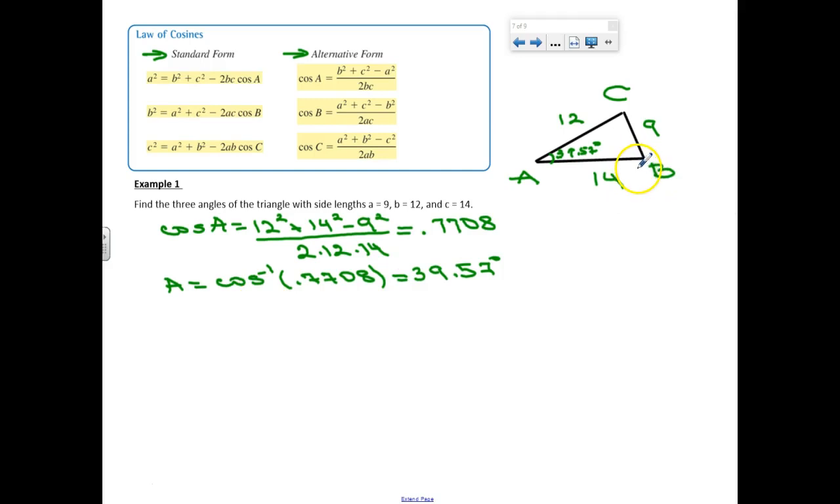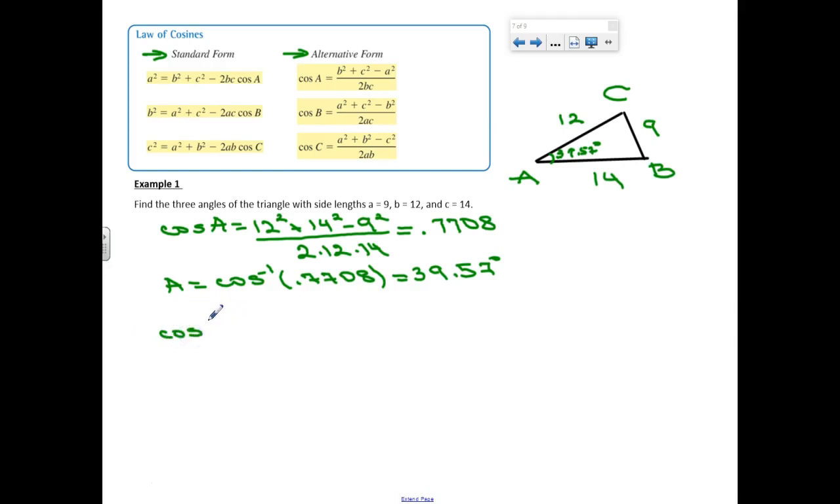At this point, however, I have a choice. I don't have to use the law of cosine. Now I know one angle and I know all 3 sides. I can switch and use law of sine as well. I'm going to apply the law of cosine one more time for just now. Next, let's go ahead and find angle B.